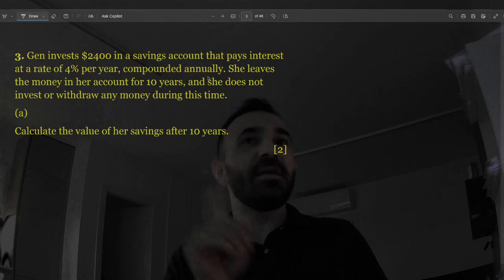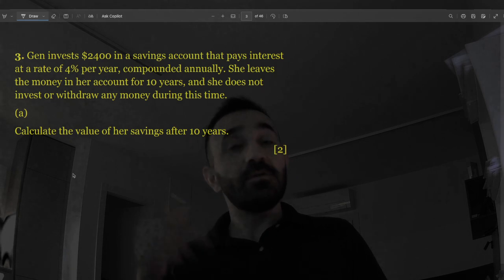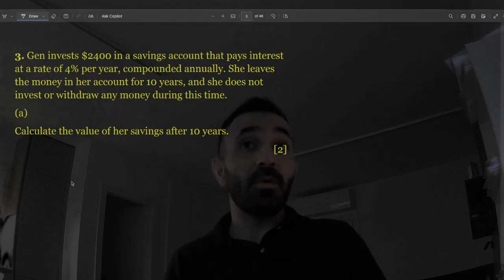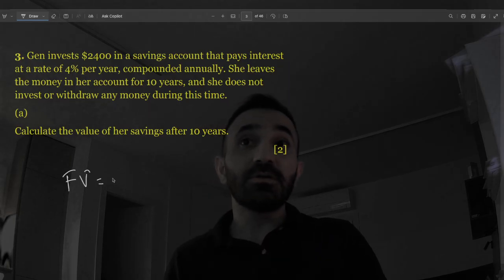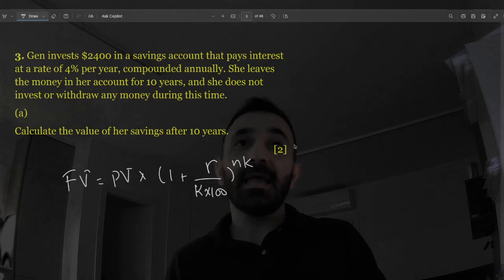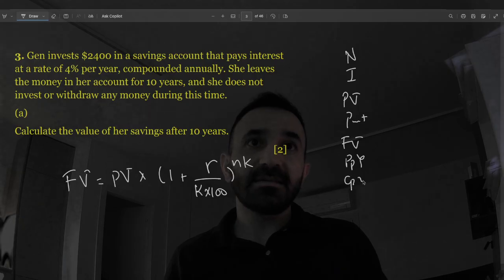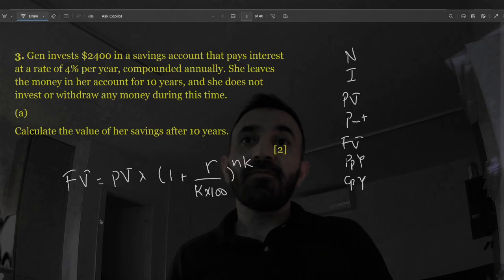So what does it mean here? We don't have any regular payment. So I'm going to use the formula that you have on your formula booklet. Future value equals present value times (1 + R/(K times 100)) to the power of N times K. I'm going to solve this question with both methods to show you that we're going to get the same answer in both cases. So I'm going to find the future value.